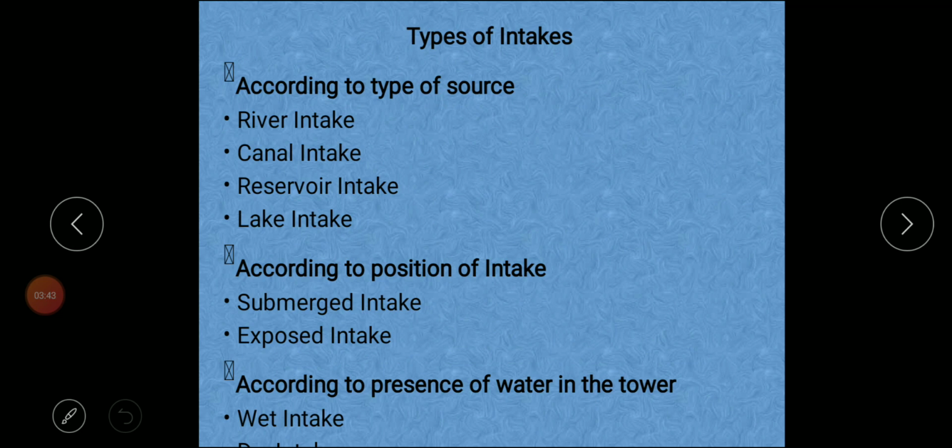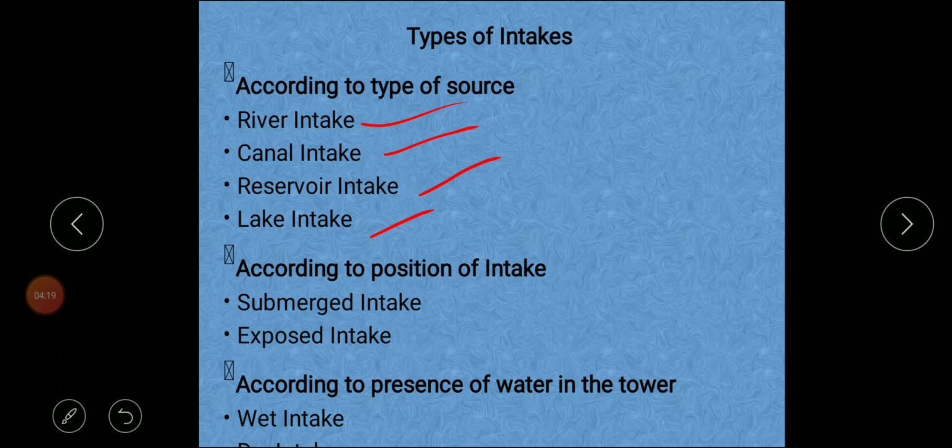So let us see the types of intakes. The first one, according to the type of source. You already know the source is either surface or subsurface. Here the surface sources are river, canal, reservoir and lake. If the intake is constructed at the bank of a river, we call it a river intake. If it is constructed at the bank of a canal, it is called a canal intake. If it is constructed at the bank of a reservoir, it is called a reservoir intake. And the fourth, lake intake, is constructed at a lake.